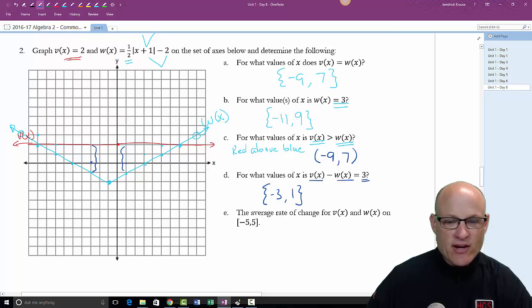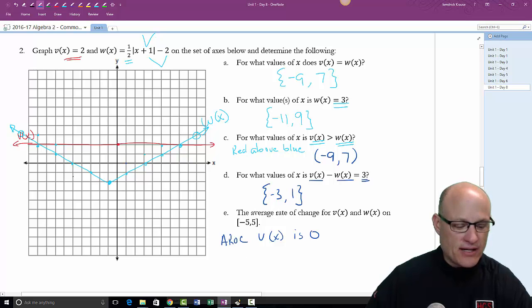And then their average rate of change, again, that's just slope. Average rate of change for these is just going to be slope because they're both linear functions. V of X, where the heck is V of X? V of X is a horizontal line, and the average rate of change, or the slope, of any horizontal line is 0. And let's see, W of X from negative 5 to positive 5.